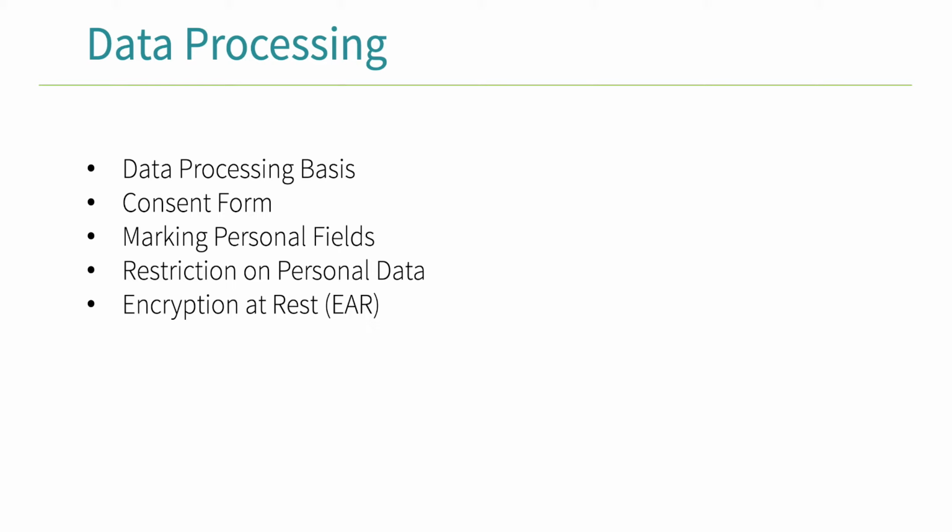There are different types of processing bases. We will look into that. And then the consent forms, how we are going to provide the consent form, and how people can click that and submit their consent. And then marking a few of your fields as personal fields, so that we will see. And then how we can restrict those personal fields and the personal data inside Zoho CRM. And then the last one is the encryption at rest, how we are going to provide the encryption when it is stored in the database.